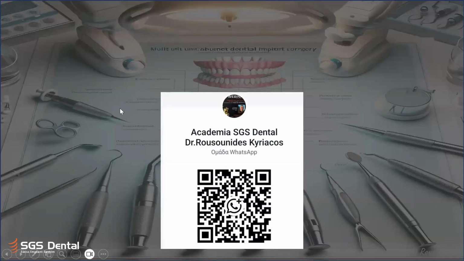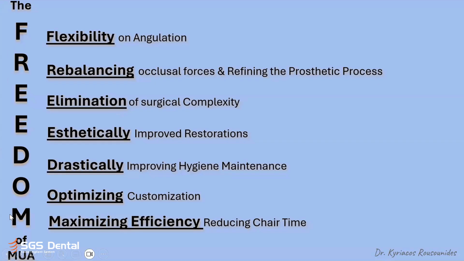So we have, again, the freedom works, the flexibility on the angulation, the rebalancing of the occlusal forces, and the refining of the prosthetic process. We eliminated surgical complexity, the sinus lift, and all the complicated surgical procedures. Aesthetically, we have more improved restorations. We have a better hygiene. We give more solutions, and our chair time is reduced.